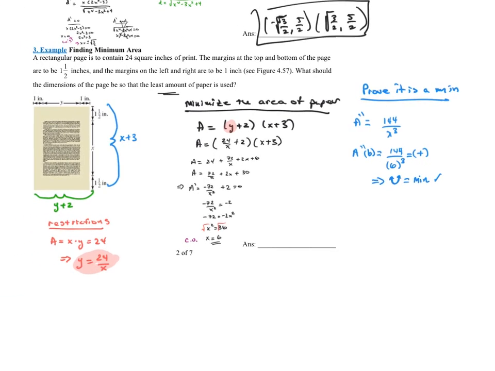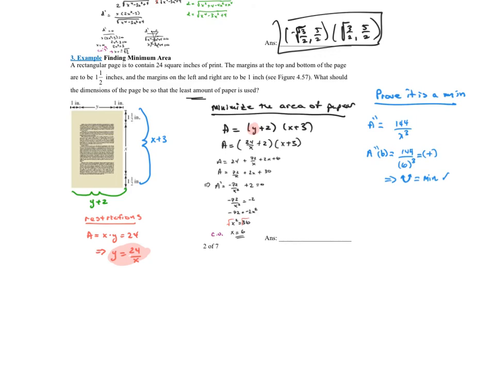Now let's go back and ask, what the heck did they actually ask for? We know that x needs to equal 6 to minimize it, and it says what dimensions should you make this page. So we know x equals 6 is a minimum. We need to find out what y is. If we know x equals 6, we know y is 24 over 6. Well, 24 divided by 6 is 4, so we know that y has to be 4. So what dimensions should they make the page?